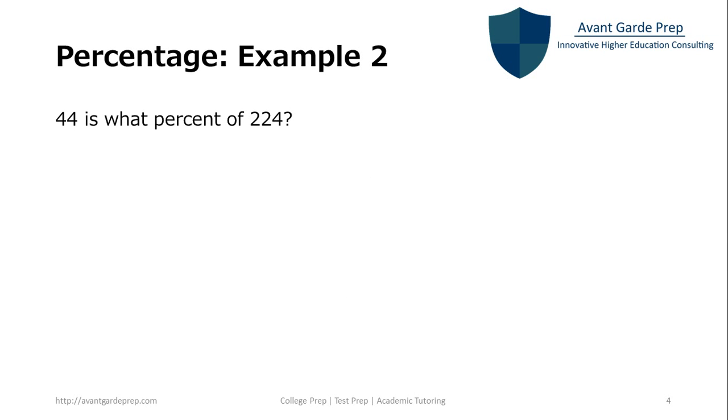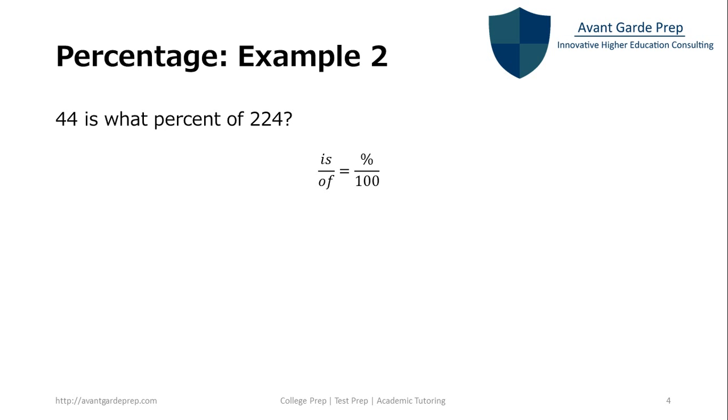Example 2 states, 44 is what percent of 224? Here, the keywords we see are "is" and "of." This translates to 44 equals x percent times 224. And what we're going to do is set this problem up just like before with the proportion of is over of equals percent over 100.